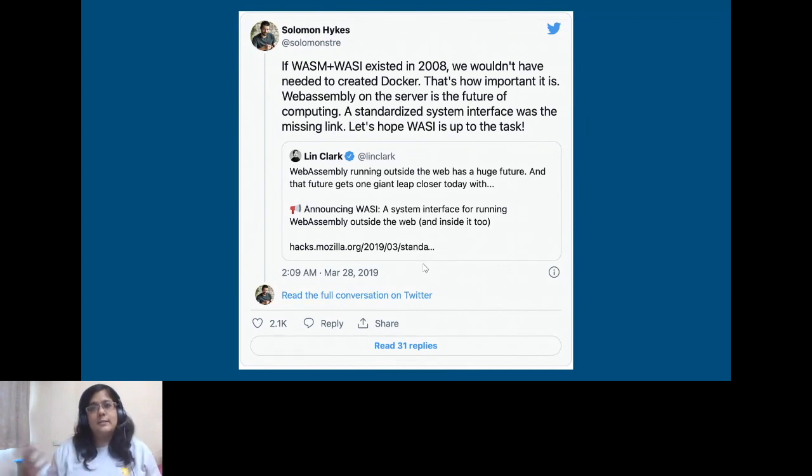So with WASM and WASI, we eliminate that last layer of abstraction that I talked about in one of the previous slides. It basically eliminates that last level of abstraction and creates a standardized system interface, which was the missing link. This tweet is still there on Twitter if you want to go check it out, and it was on the announcement of WASI that Solomon Hykes said this.